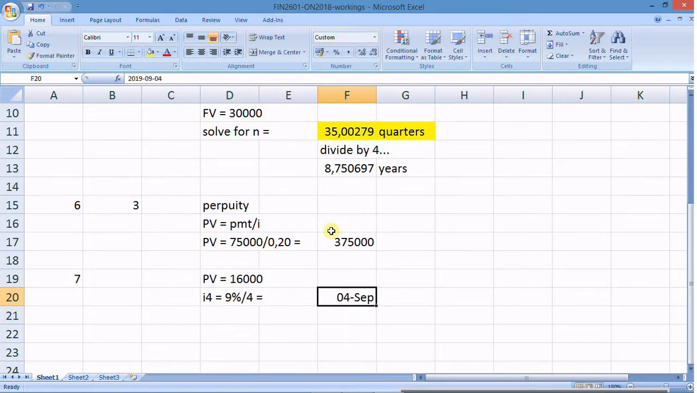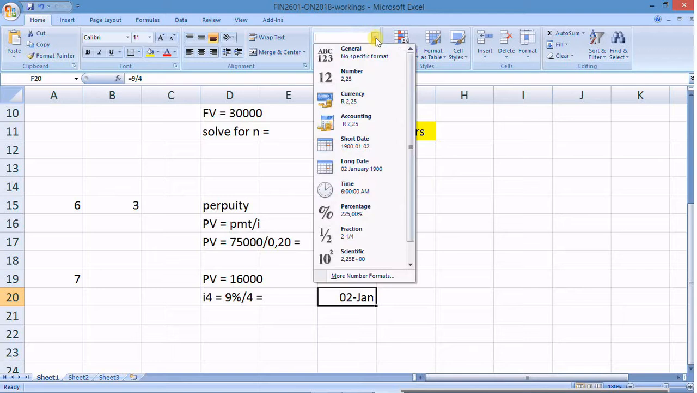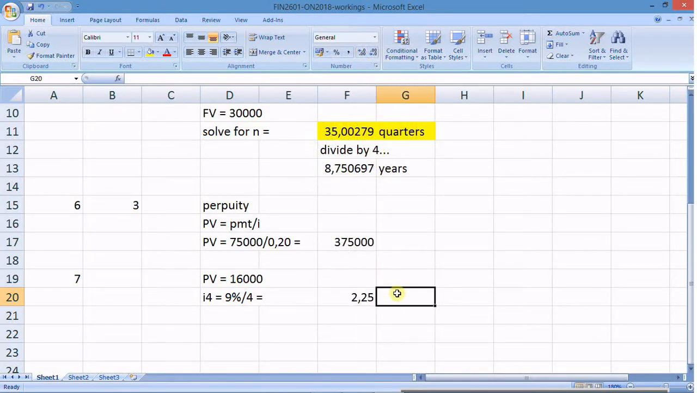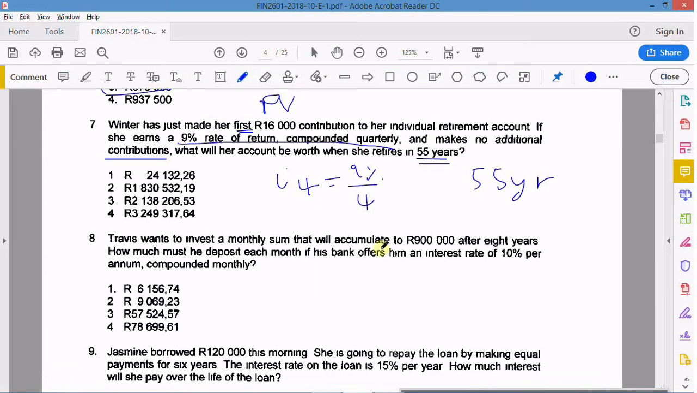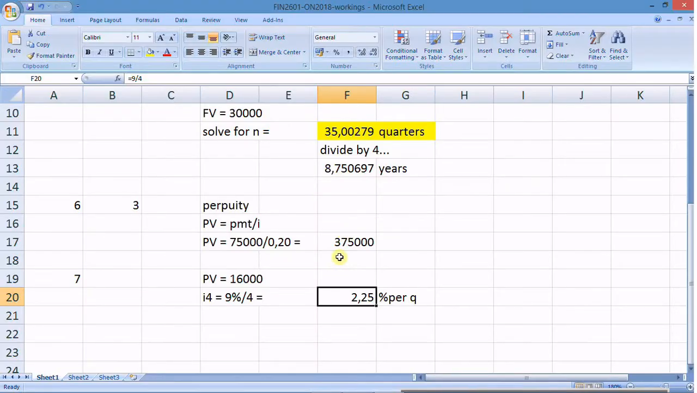9 divided by 4 is 2.25. So 2.25% per quarter. That's the rate. Then you need a time. 55. But remember, how old is she now? That actually doesn't matter. It's retires in 55 years, not retires when she's 55 years old. She could be 20 or 30 or whatever. So in here, it's 55.